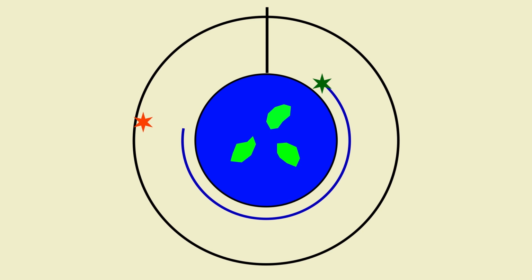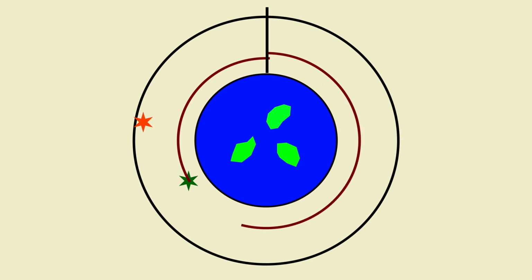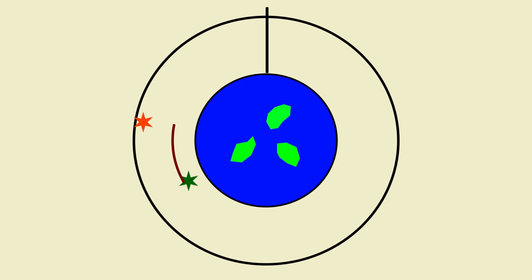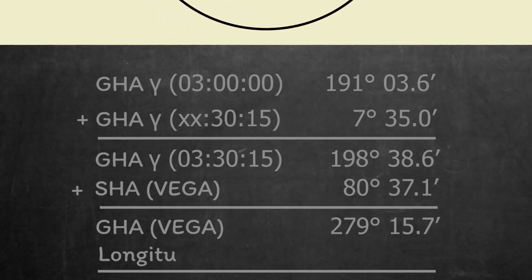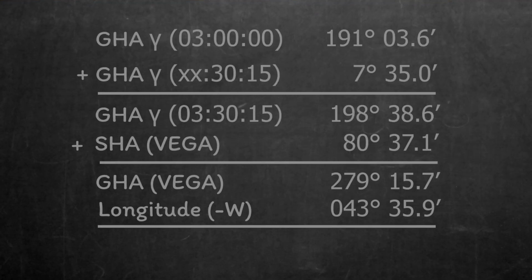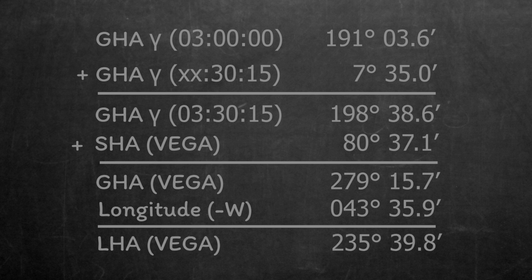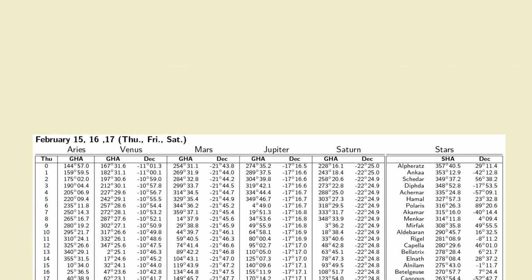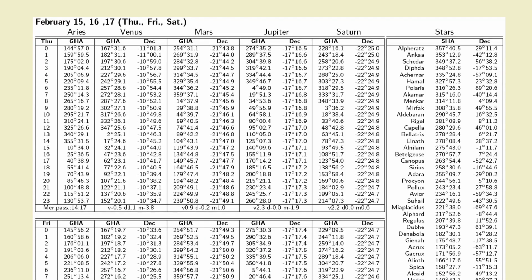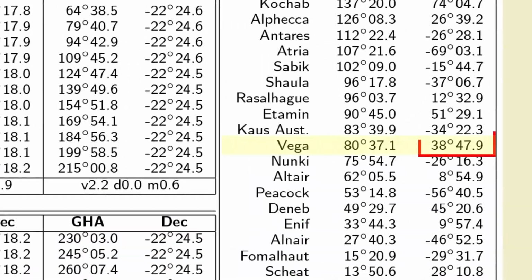Of course, if our longitude was in the east instead, we would need to add it to the Greenwich hour angle of the star. Again, if the resultant is greater than 360, just subtract that 360 to eliminate the extra lap of the Earth. So, in our case, we find the local hour angle of Vega is 235 degrees 39.8 minutes. The only other data we need is the declination of Vega, which you probably spotted already. You read it directly from the star's table. 38 degrees 47.9 minutes north.